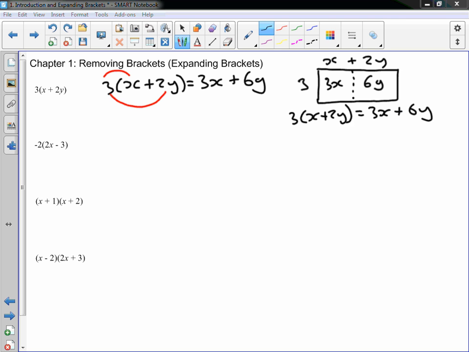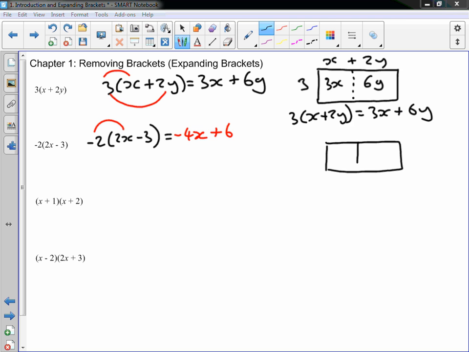Okay. Now our second example, minus 2 lots of 2x minus 3, is very similar. So minus 2 lots of 2x minus 3. I can expand in exactly the same way as I last did. So we're going to have minus 2 lots of 2x, so minus 4x. Sorry about changing pen colour. And minus 2 lots of take away 3, so if I multiply 2 negatives, I get a positive, so plus 6. And I can do that in exactly the same way as I did on the right-hand side over here for the rectangle.